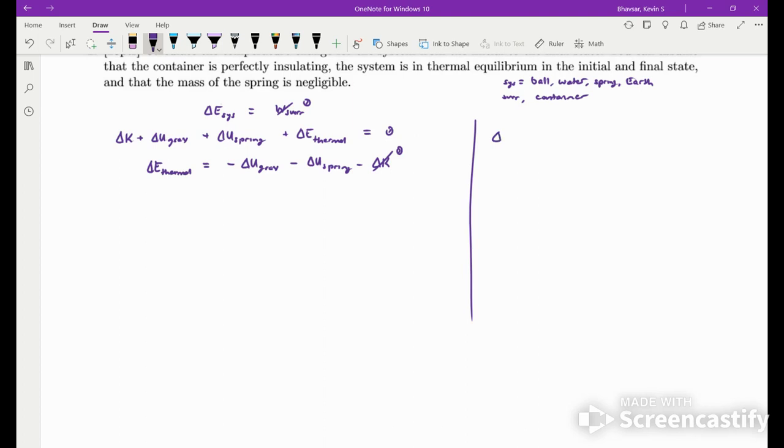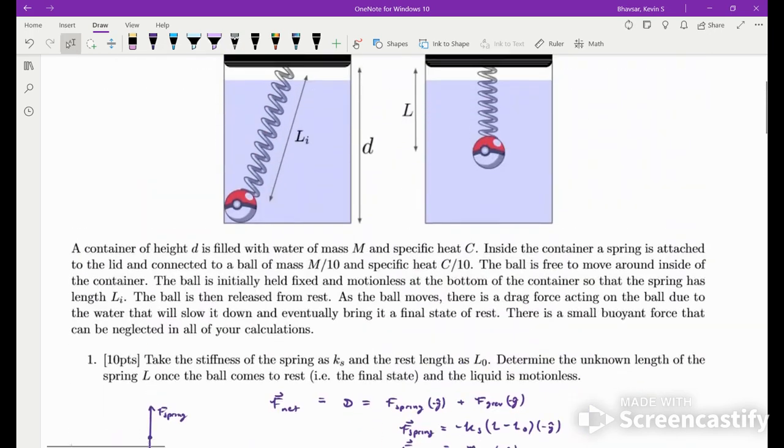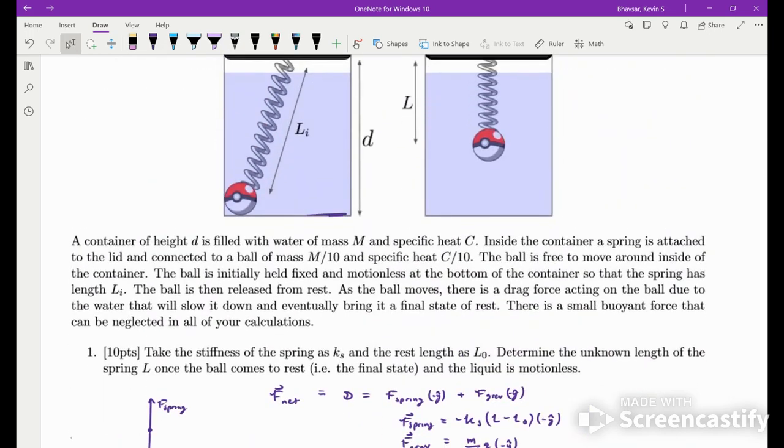Let's start by defining some of these terms. The change in U grav is mass times gravity times the change in height. Mass is m over 10 times g times the change in height. Now, what is the change in height? Well, if we call this height 0 and this height something between 0 and d, it must be the difference between the two. So this is d minus L.